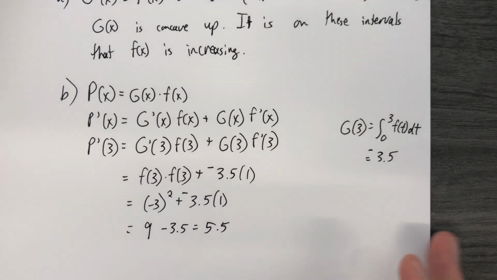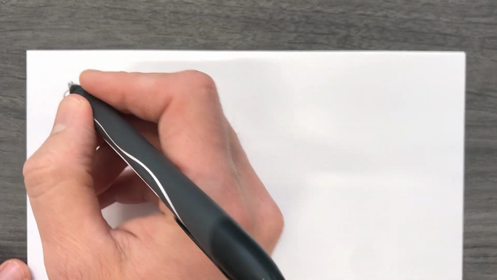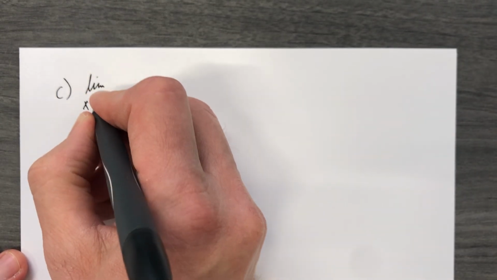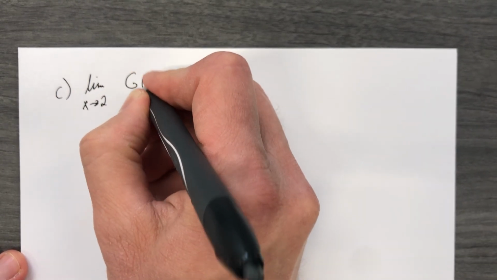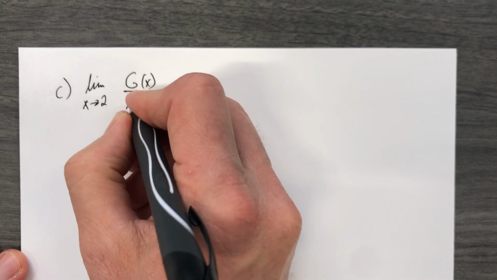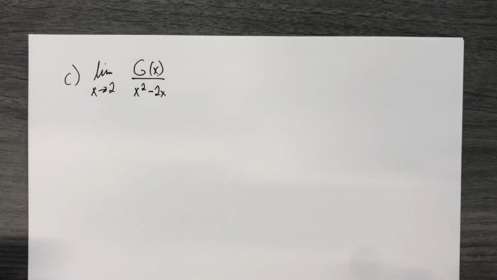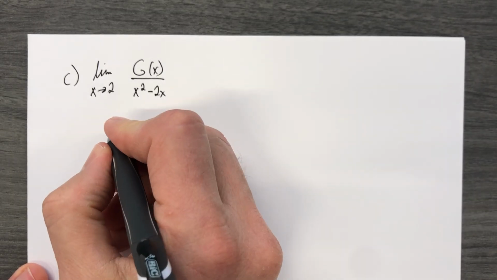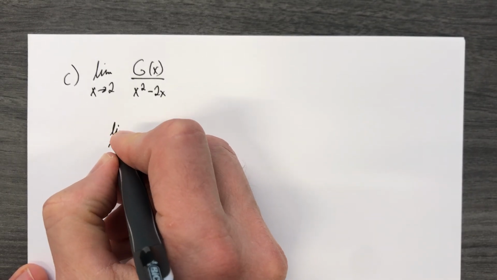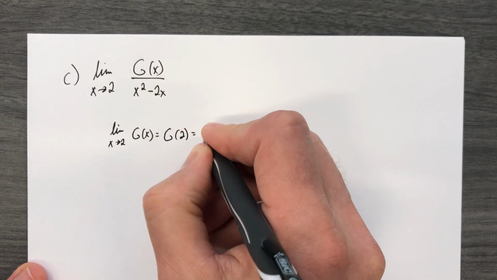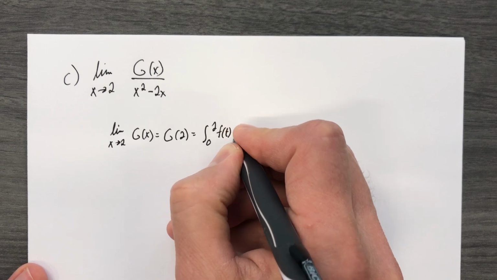Okay. Part C, let's go to another piece of paper, is asking us to find the limit as x approaches 2 of g of x. Most of these, when you see it structured like this, you're going to run into a L'Hopital situation. I'm just saying. So don't just default there, but that is a good place for your mind to go. So let's see what happens if I plugged in a 2. So if I had the limit as x approaches 2 g of x, then I would really have g of 2, which would be the integral from 0 to 2 of the function, t dt.